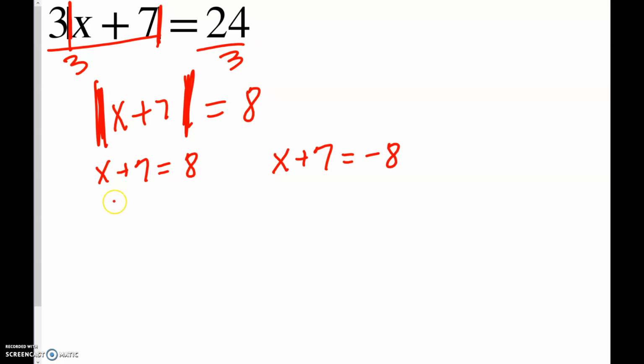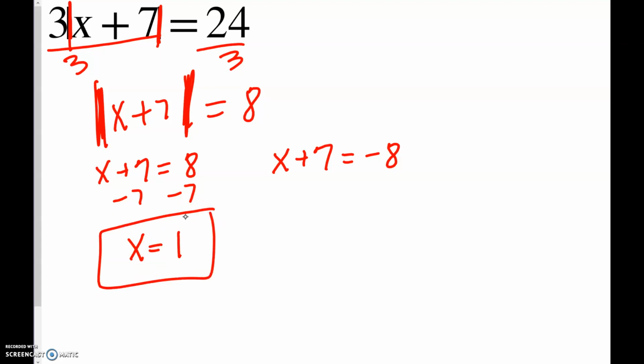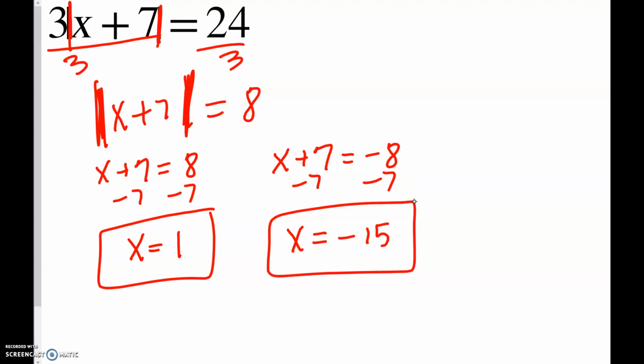Now we're going to go ahead and solve. So subtract 7, subtract 7. So one of my solutions is x equals 1. And another solution, when I subtract 7 on both sides, remember to please use your calculator so you get these integer parts correct. Negative 8 minus 7 is a negative 15. So our two solutions are x equals 1 and x equals negative 15.